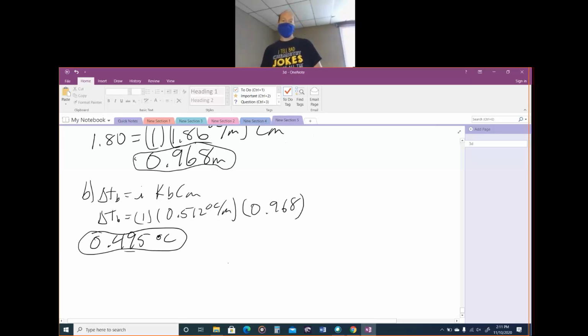All right, and so the boiling point is not 0.495 degrees Celsius. Your boiling point elevation is 0.495. The boiling point is 100.495. It's a boiling point elevation. The boiling point of water is 100, and it's going up by 0.495. So the boiling point is 100.495.